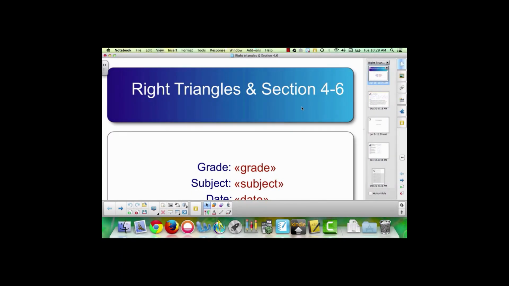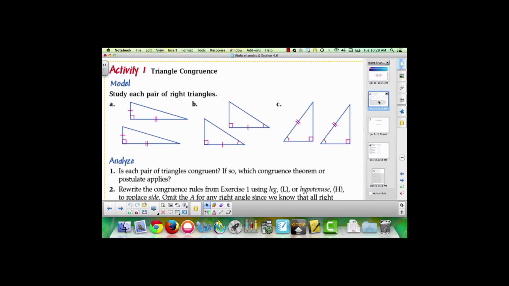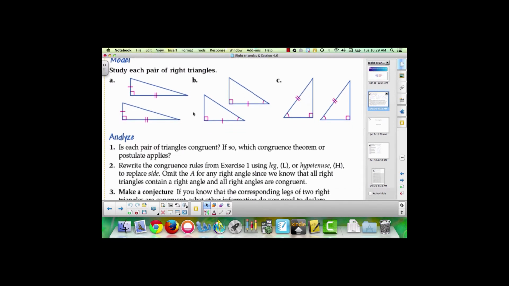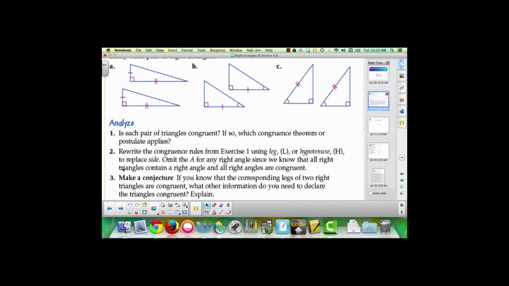Today we're going to talk about congruence with right triangles, and we're also going to do section 4.6 in your book. First, I would like you to pause this recording and go ahead and do this activity. Read all of these problems and answer the questions.